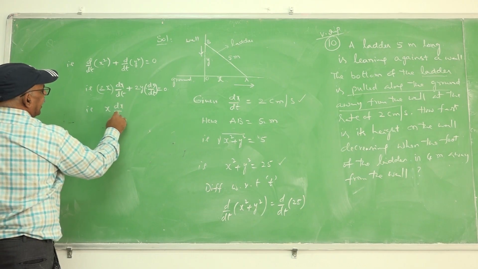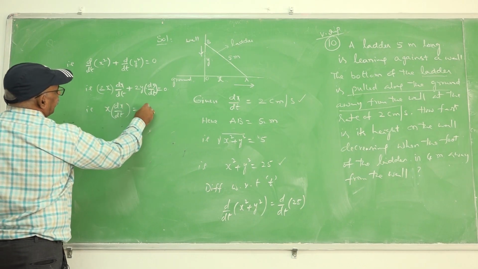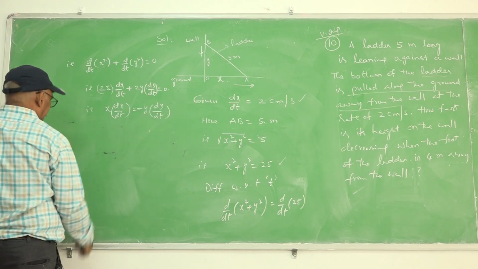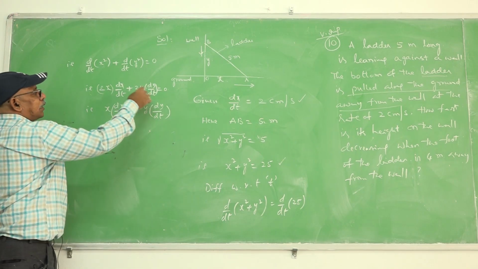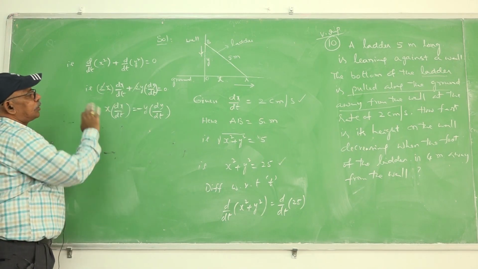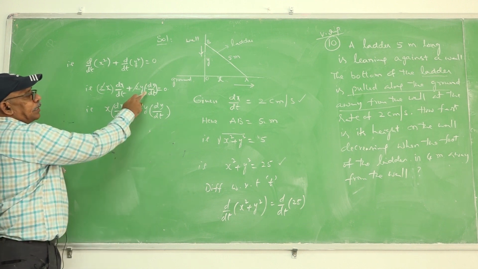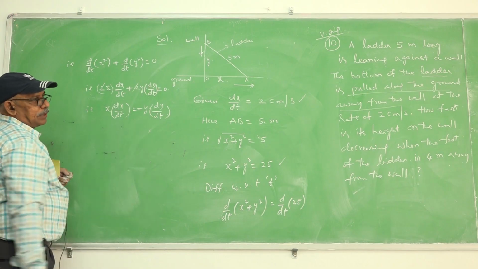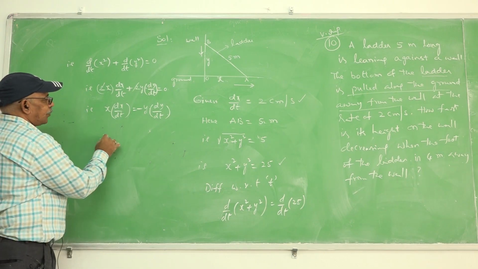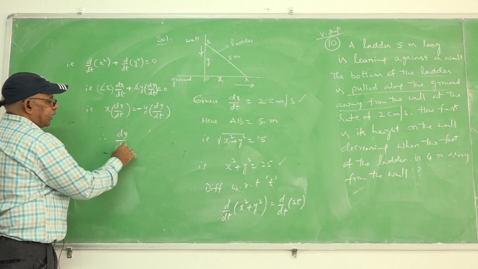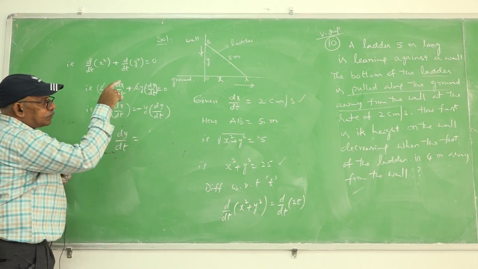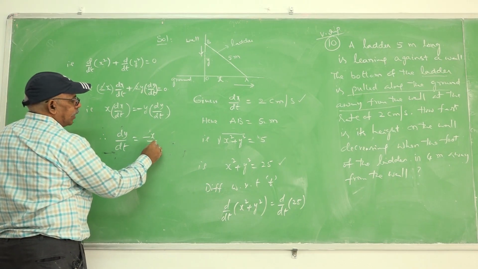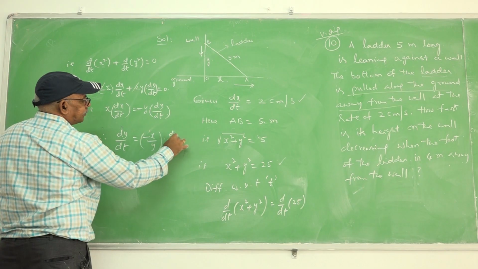So, you can remove 2 also. x dx by dt is given by minus y into dy by dt. You can remove 2 because on the right hand side we have only 0. Dividing by 2 and transferring this term to the other side, we get x into dx by dt is equal to minus y into dy by dt. So, dy by dt is what is needed here. The rate of change in height dy by dt is given by minus x by y into dx by dt.